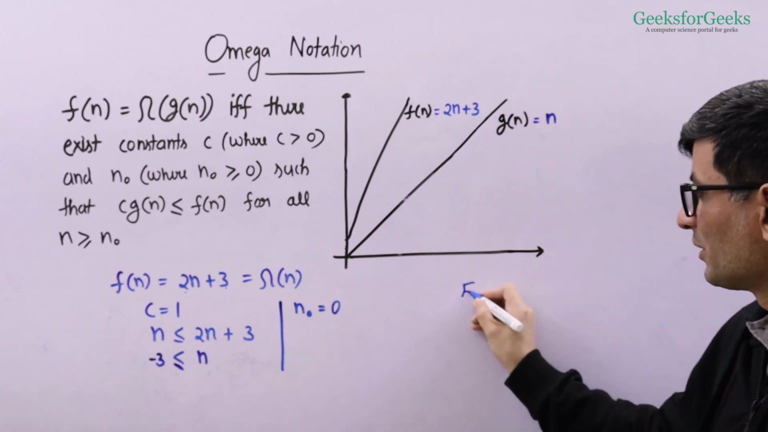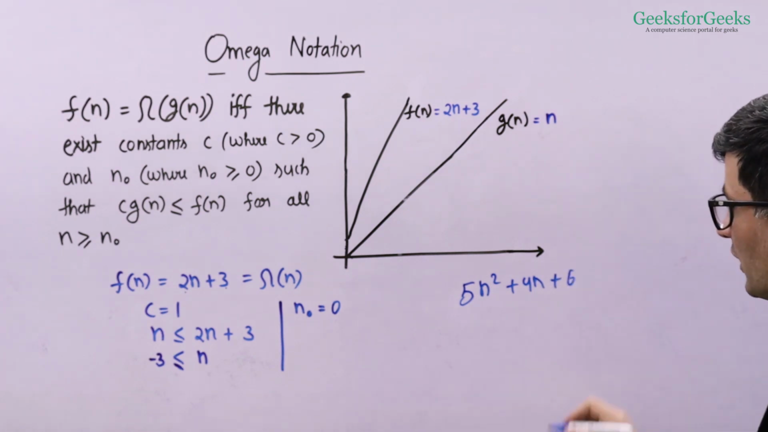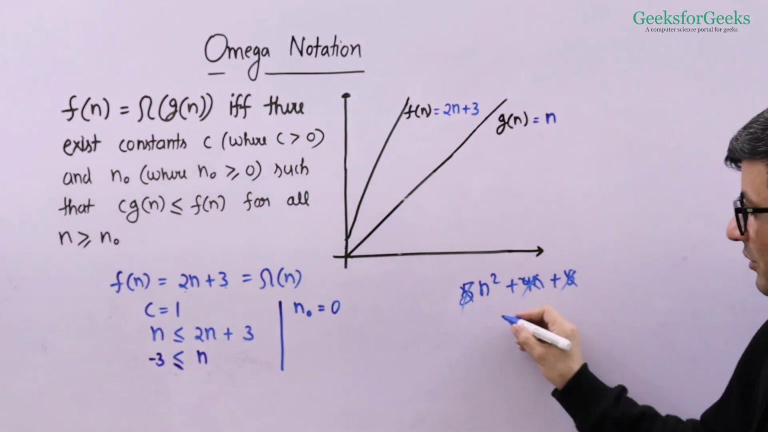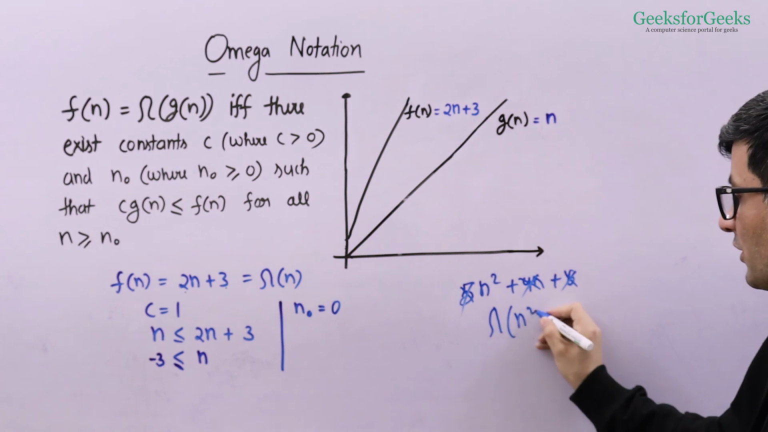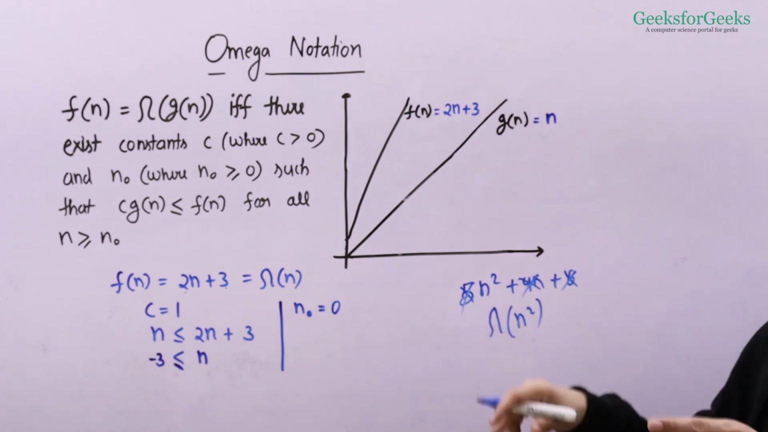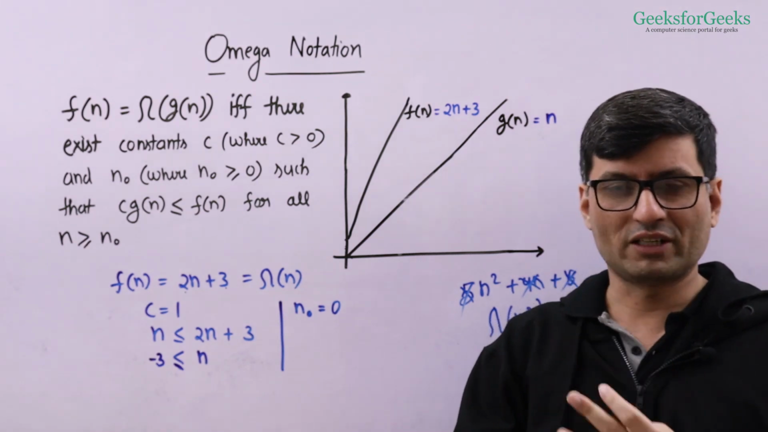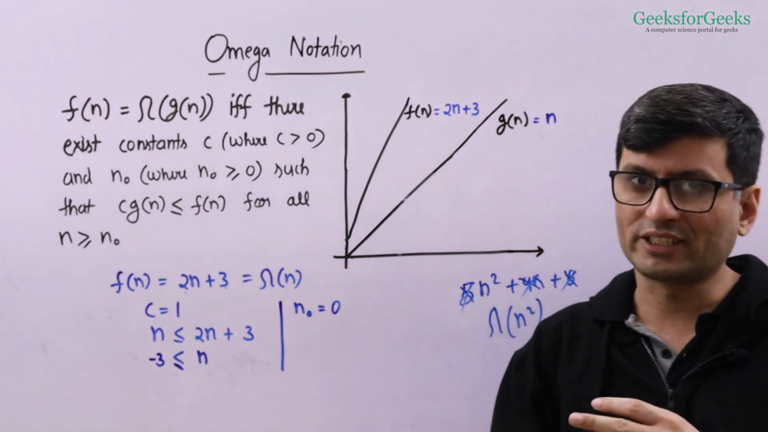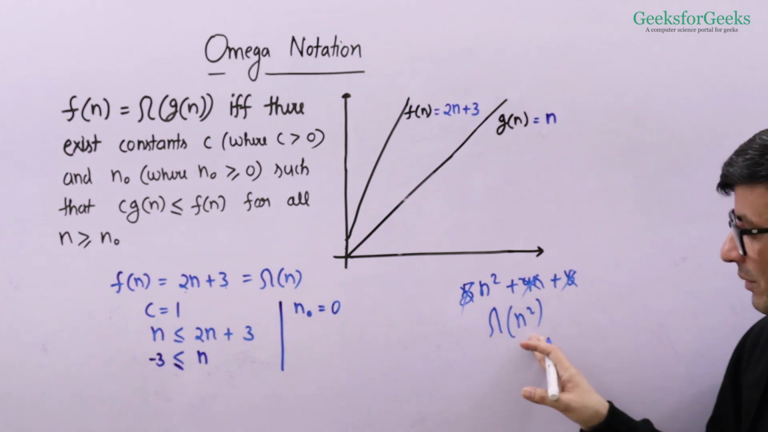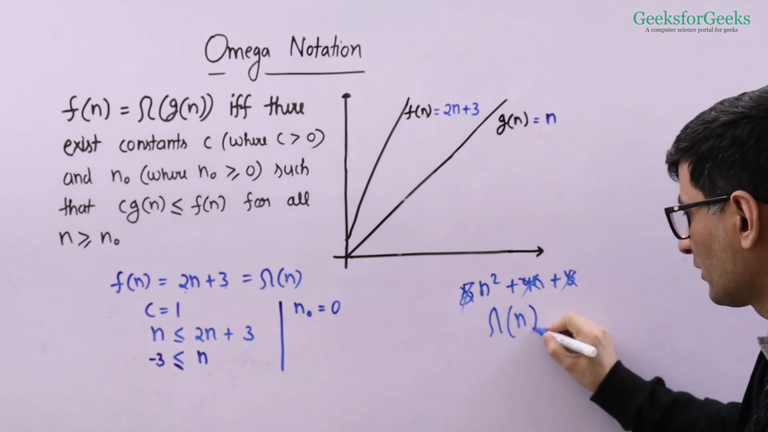Let's take some more examples. For example, if you have 5n square plus 4n plus 6, you can simply ignore the lower order terms, ignore the constant of the highest growing term, and you can say it's big omega of n square. See, order of growth is n square for this expression. You can either use big O, you can use omega, or you can use theta when you know the exact order of growth, right? So this is clearly big omega of n square. However, you can write it as big omega of n also, right?